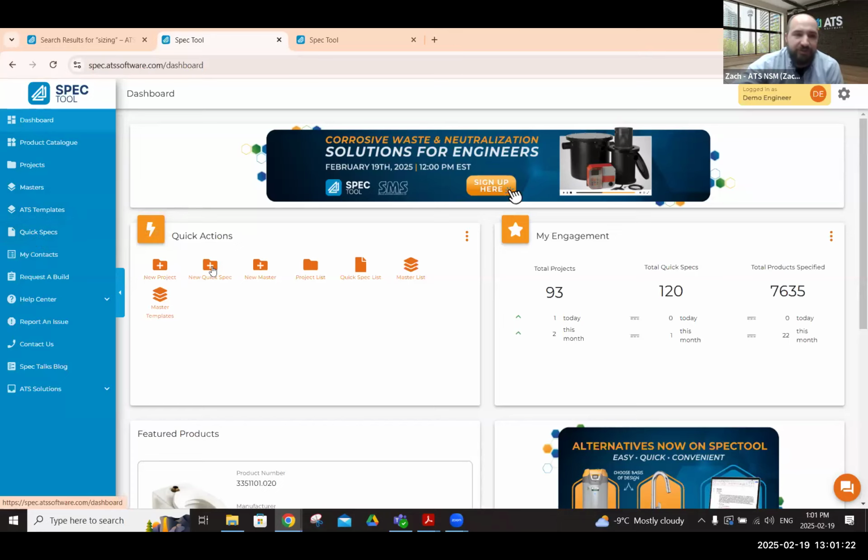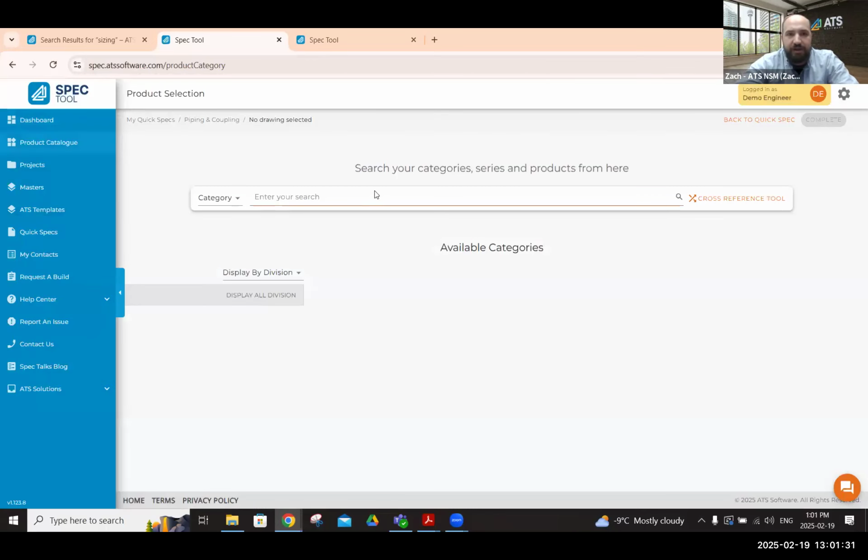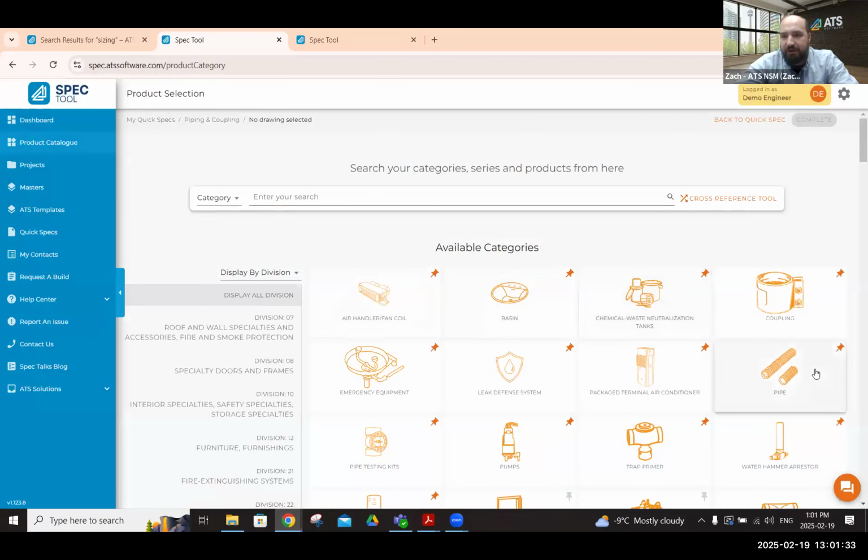A quick spec is kind of just as it sounds. If you're looking for a single system, maybe you're looking for some piping and couplings that we talked about today, you would create a quick spec. You go into the pipe category, or you'd select your coupling category. And then from there, you can configure and select your product.